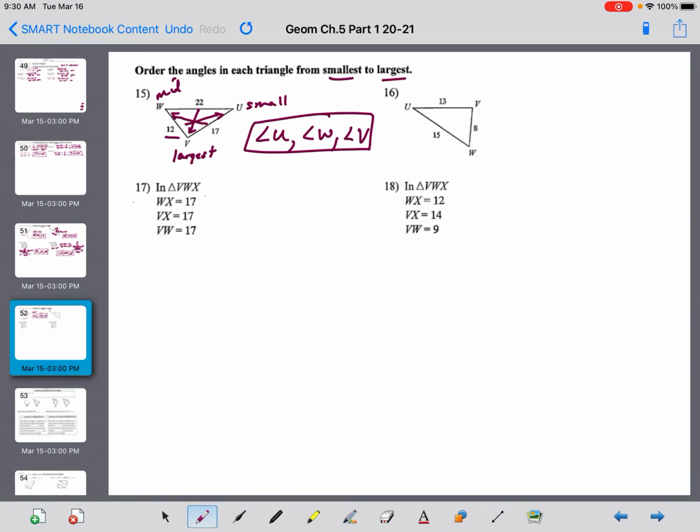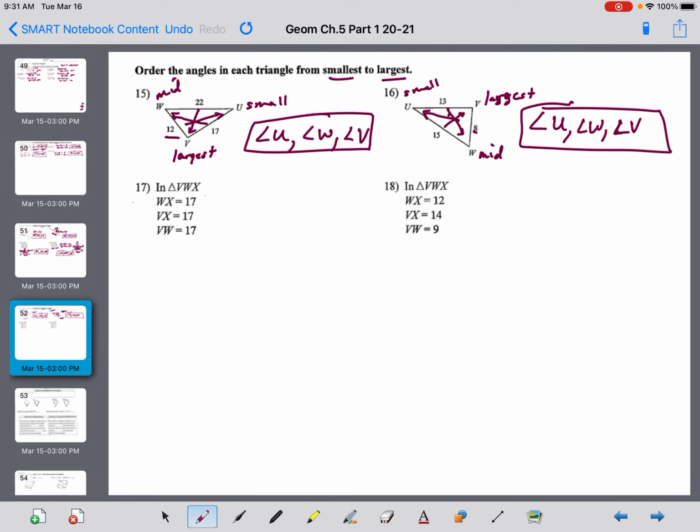UWV. Let's see, the smallest is the 8, so angle U is going to be our small one again. And then V is going to be the largest again. Oh, is this going to be the same answer as the previous question? Yes, the largest. And then 13, that's going to be the middle one. All right. So order from smallest to largest, angle U, angle W, angle V. Same answer as number 15.